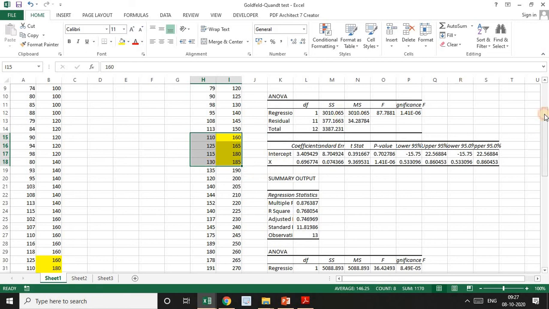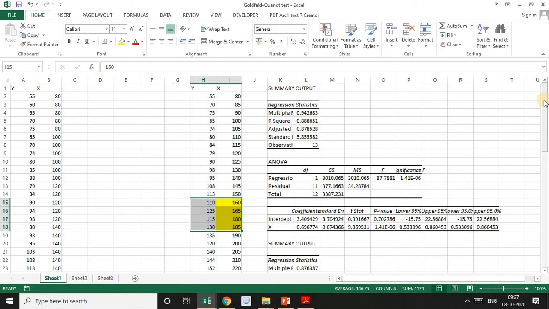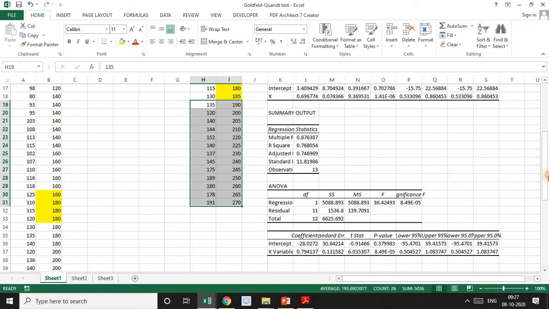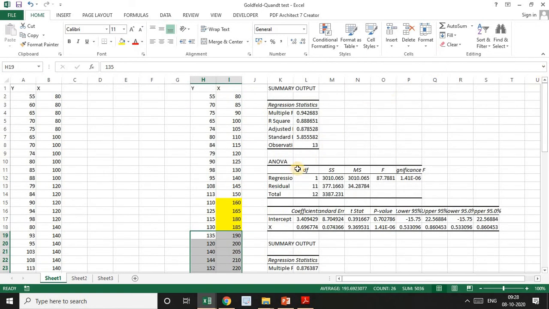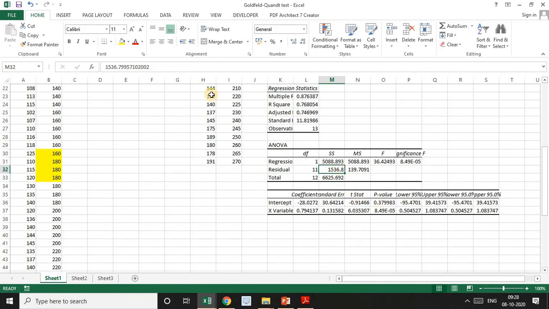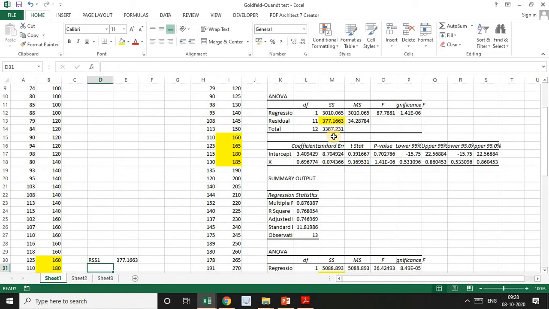You clear? Now you run a separate regression for this group, then you run another regression for this group, and you have to find out only one thing, that is the residual sum of squares. This is the RSS1 and this is the RSS2. So RSS1 is equal to this, then RSS2 is equal to this one.